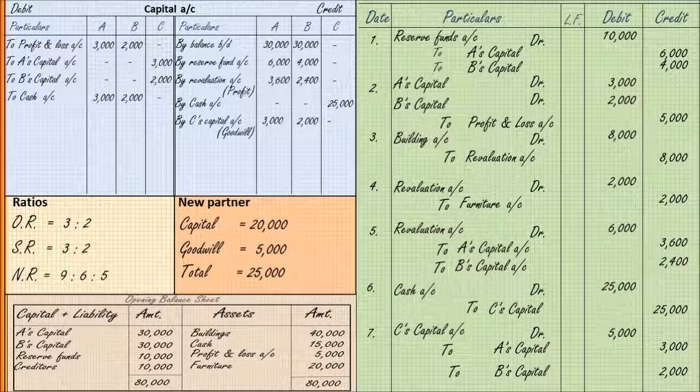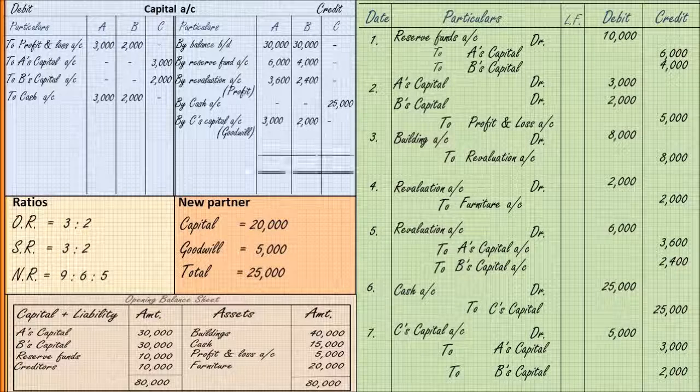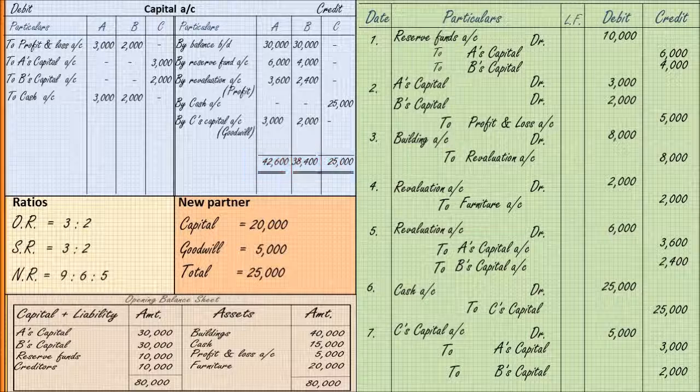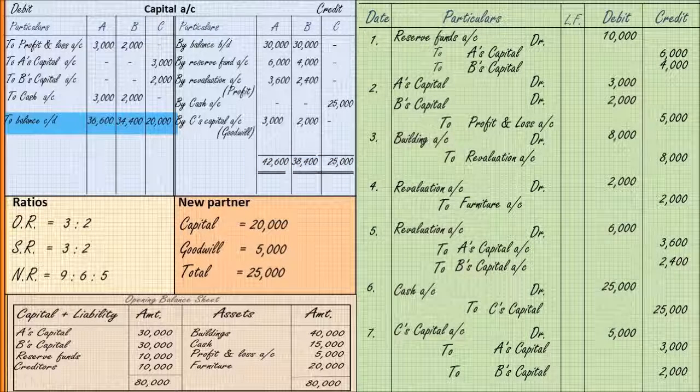Now the total on the credit side, that is 42,600, 38,400 and 25,000 rupees. So to balance CD, this is the balancing figure, 36,600, 34,400 and 20,000 rupees.